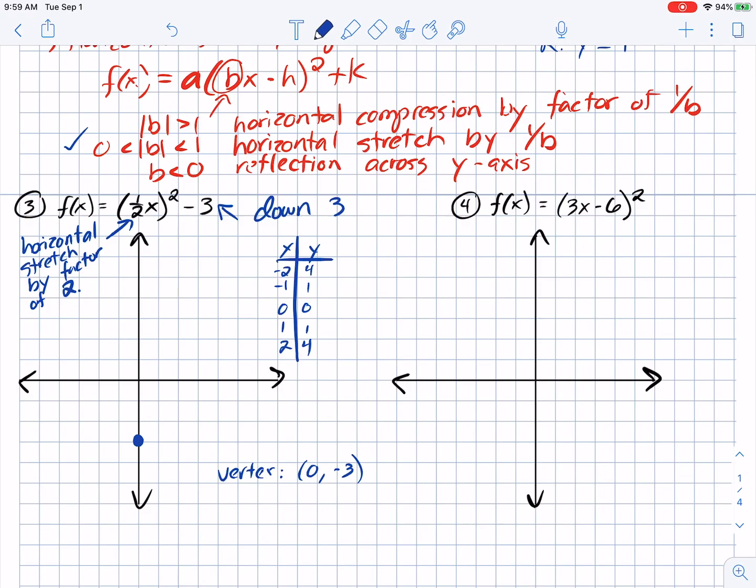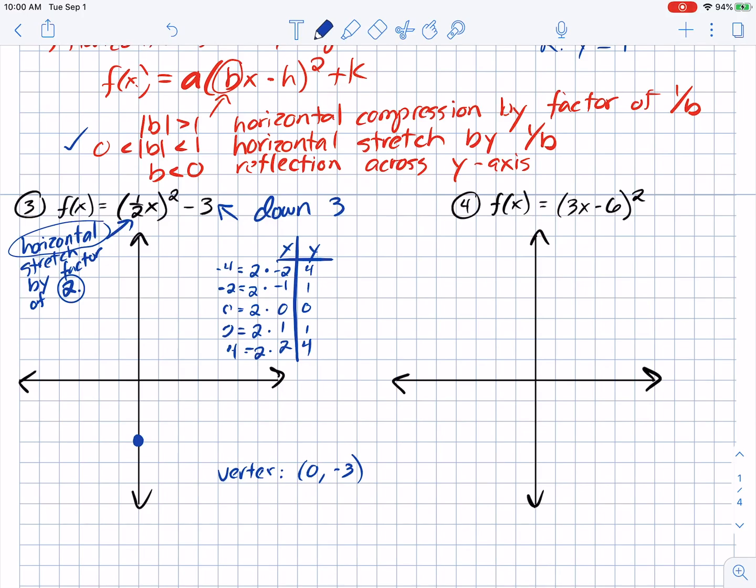And now, because this is a horizontal stretch, we're not going to multiply any of the y values from our parent function. We're going to multiply all the x values. And because it's 1/2, all of these x values, it's a horizontal stretch, they actually get multiplied by the reciprocal. You need to remember that you multiply by the reciprocal, which is why we describe it as a stretch of 2. So all the x values get multiplied by the reciprocal of 1/2. We get -4, -2, 0, 2, and 4.